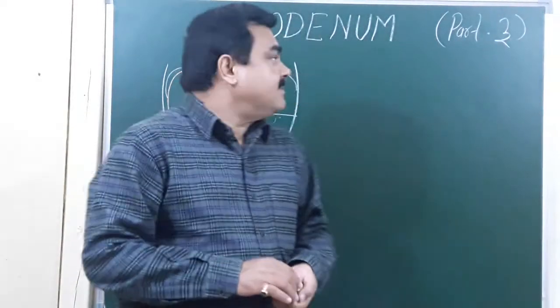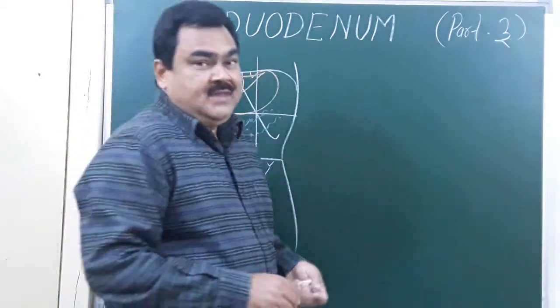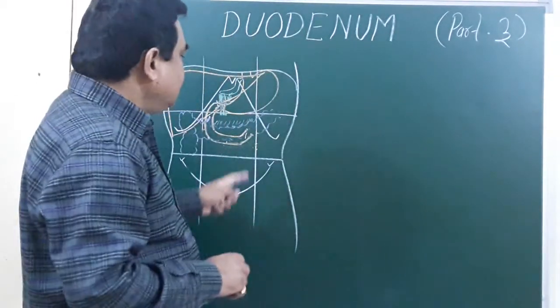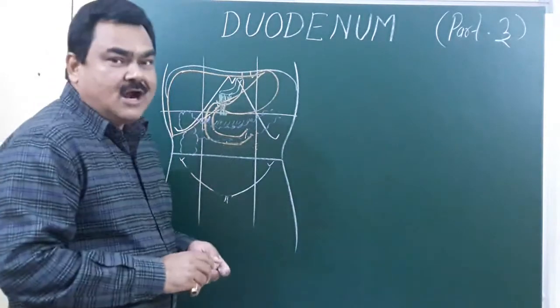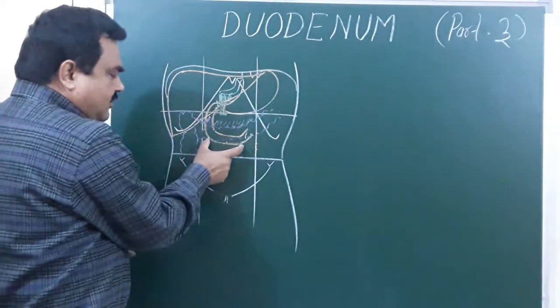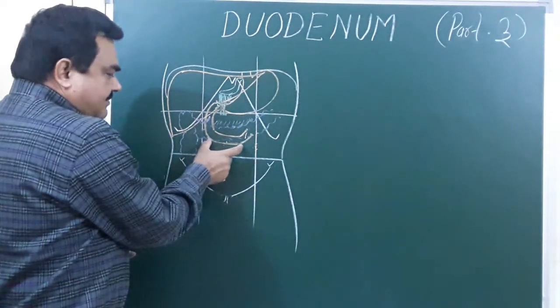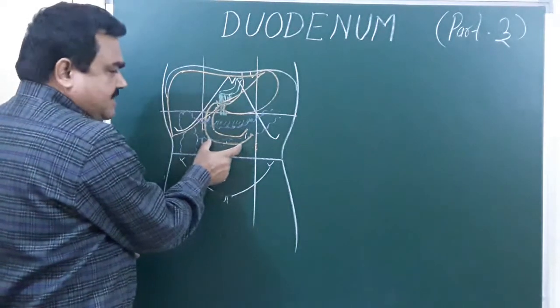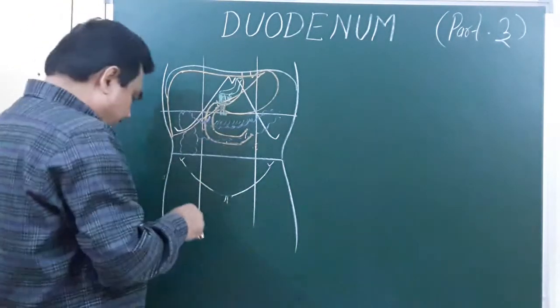Now we will discuss the duodenum part 3. In this part, we will discuss the relations of the third part of the duodenum. This is the third part of the duodenum. Its length is about 4 inches or 10 centimeters.